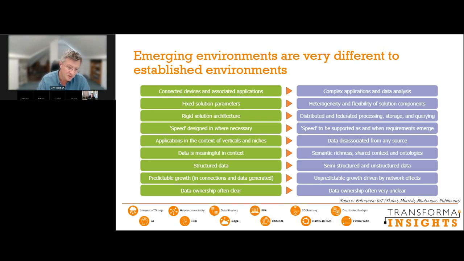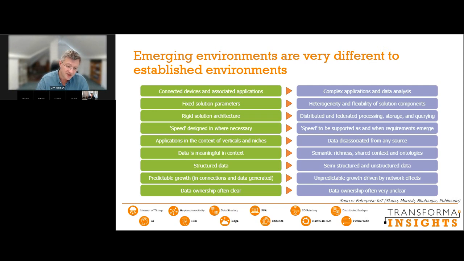And we're moving from a situation where applications exist in the context of verticals and niches. So a smart metering application just returning a reading from that meter, that data is meaningful in context and it's very structured. And we're moving to a situation where that data is dissociated from source. So you need some richness associated with it, an ontology to say that that is a smart meter reading, which meter it came from, what other meta information it's associated with, and of course some data is semi-structured and unstructured.